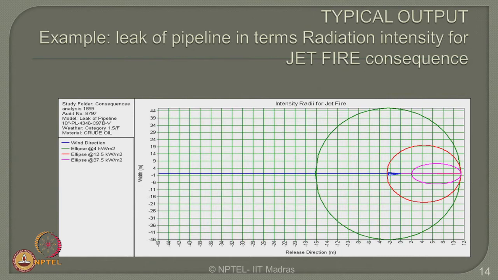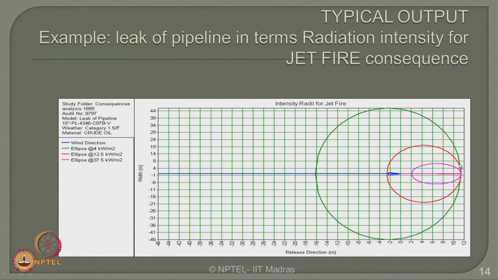This is a very classical outcome of one of the consequence analyses done for a specific leakage of a pipeline. The conditions used for the study are clearly indicated here. The wind direction is what you see in the blue color, for example. There are different ellipse plots given for different radiation intensities. For example, the green one shows an ellipse of radiation intensity 4 kilowatt per square meter. So, radiation intensity of 4 kilowatt per square meter will be available when the pipeline is ruptured within this specific circumferential radius, whereas the pink one and the orange one are respectively 37.5 kilowatt per square meter and 12.5 kilowatt per square meter.